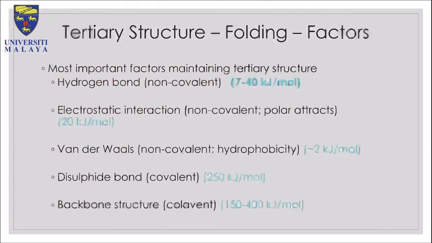So, more about tertiary structure. The most important factors maintaining tertiary structure are: hydrogen bonds, a non-covalent bond that has roughly 7 to 40 kilojoule per mole; electrostatic interaction, non-covalent, between polar residues from the side chain, about 20 kilojoule per mole, so it's in the middle; van der Waals, roughly 2 kilojoule per mole; the disulfide bond, a covalent bond, so it's very strong, about 250 kilojoule per mole; and the backbone structure, roughly 150 to 400 kilojoule per mole.